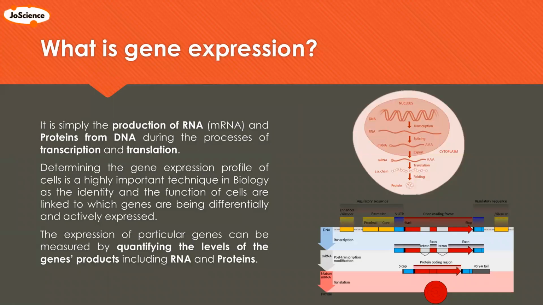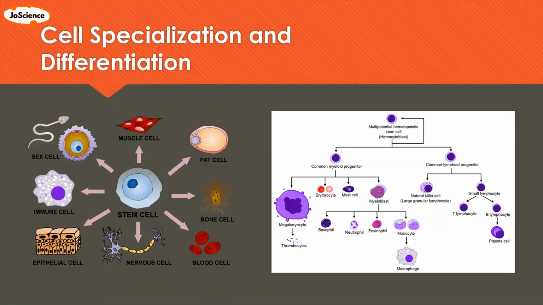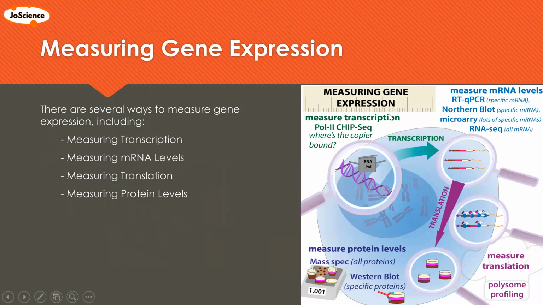We have defined gene expression as producing gene products, the production of RNA and proteins from DNA during the process of transcription and translation. We have said that cell specialization and differentiation is brought by changes in gene expression, by differential gene expression in general. There are multiple ways to measure gene expression. We have focused on RNA sequencing, which is a non-specific way to measure gene expression.